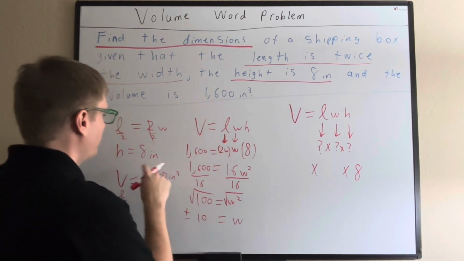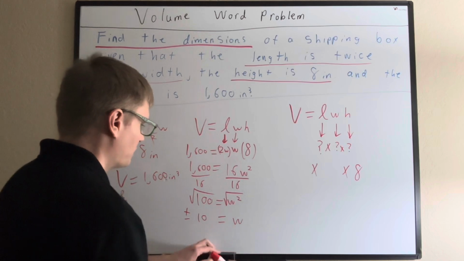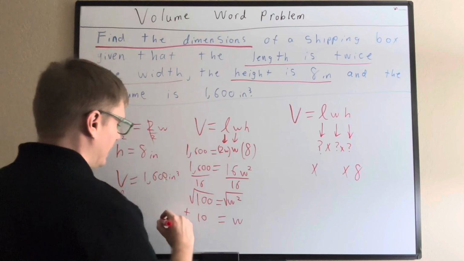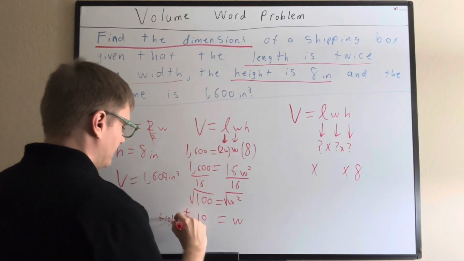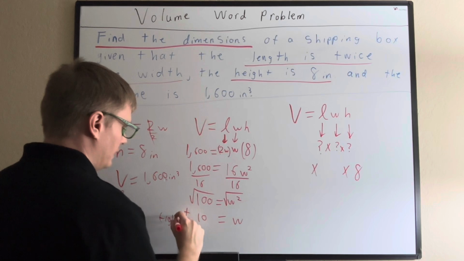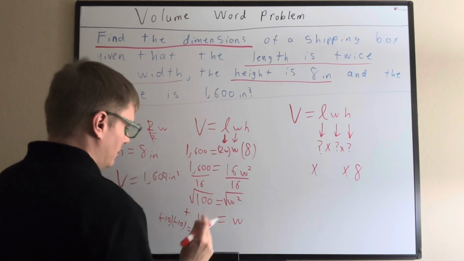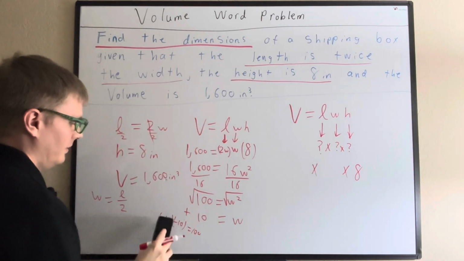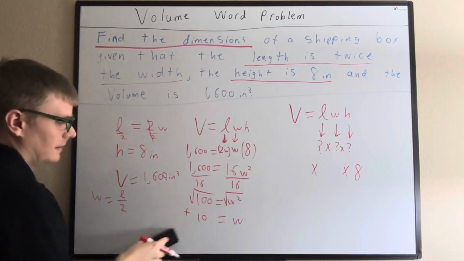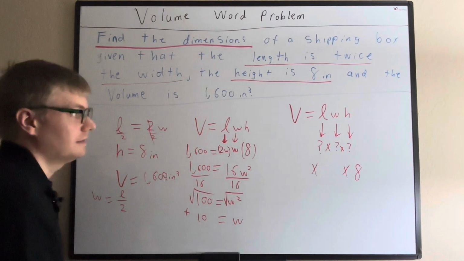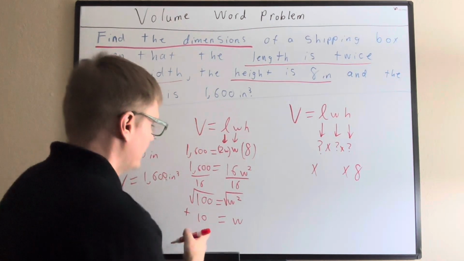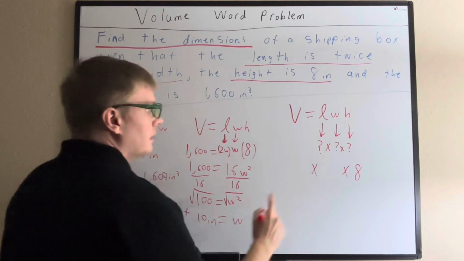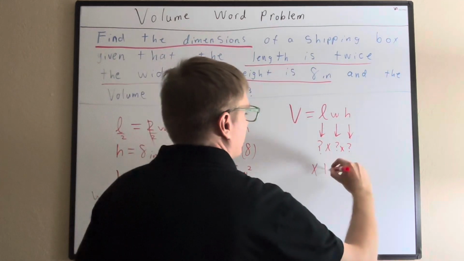But since we know that we're dealing with measurements, and this is the real world, we can eliminate the negative part of that answer, because negative 10 times negative 10 is still going to get you 100, right? But we know that you can't have a width of negative 10 inches. Not in this dimension. So there's our answer for the width. That's our width, 10 inches.